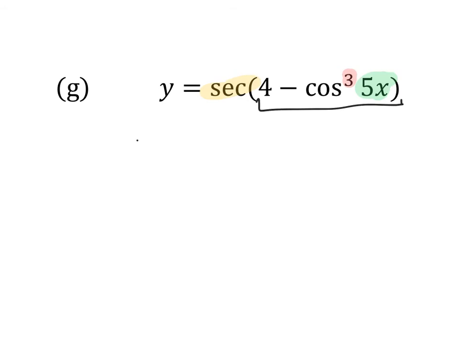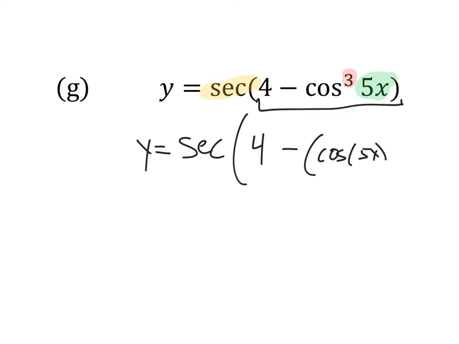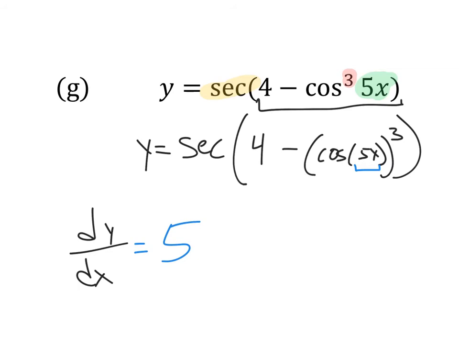All right, let's rewrite this a little differently, just so we can see those layers, those onion layers. 4 minus, and let's write this as cosine of parentheses 5x cubed. All right. So we're gonna take the derivative of the innermost and then work our way out. So dy dx. Okay. So we're gonna start from the inside. The derivative of 5x is 5.